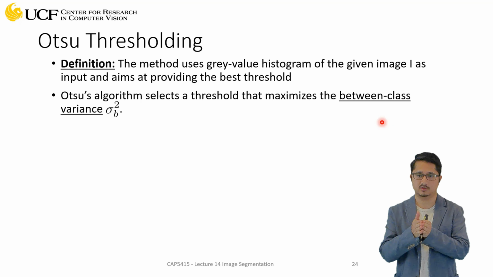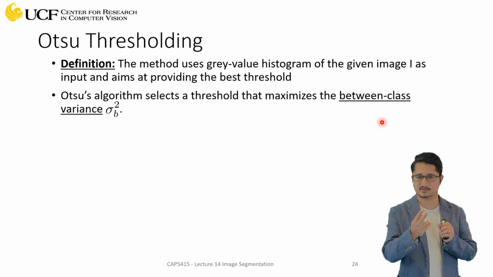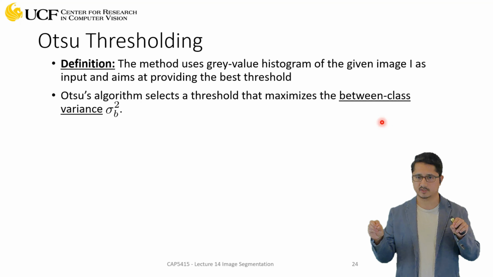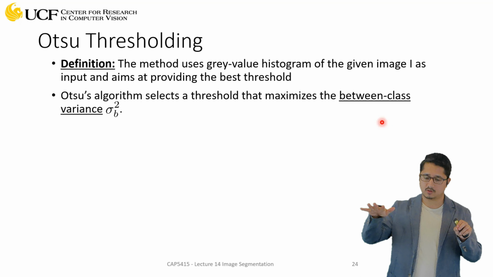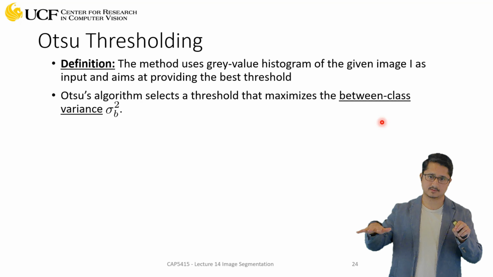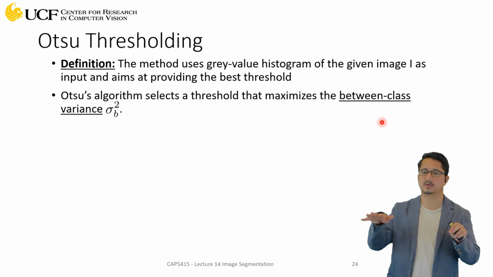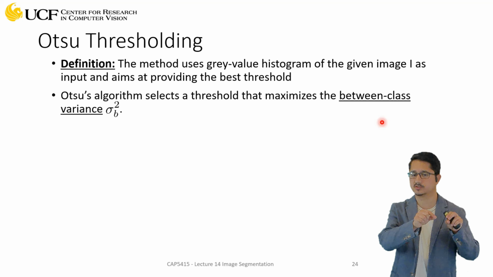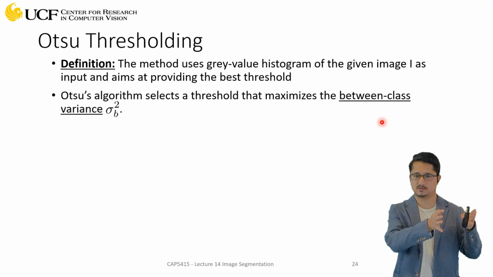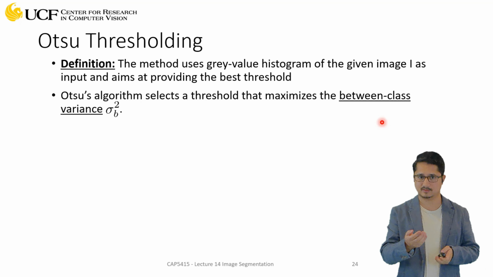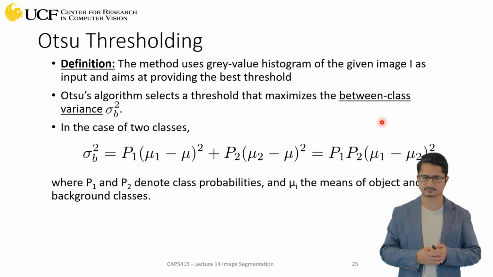Now that's within class, but what we're trying to do is maximize between class variance. Since this is image binarization, you have two different classes, foreground and background. The values of the pixels from one class, let's say foreground, should be as far away as possible from the values of the pixels from your background class. Whatever that distance, that variance is, you want to maximize that. So let's see what that means mathematically.